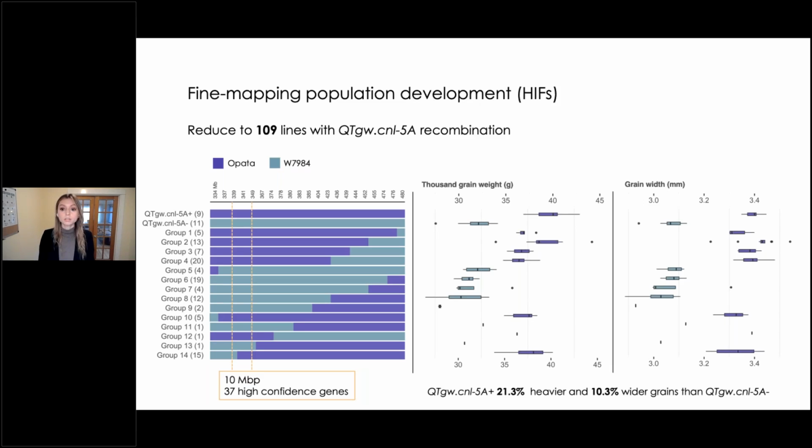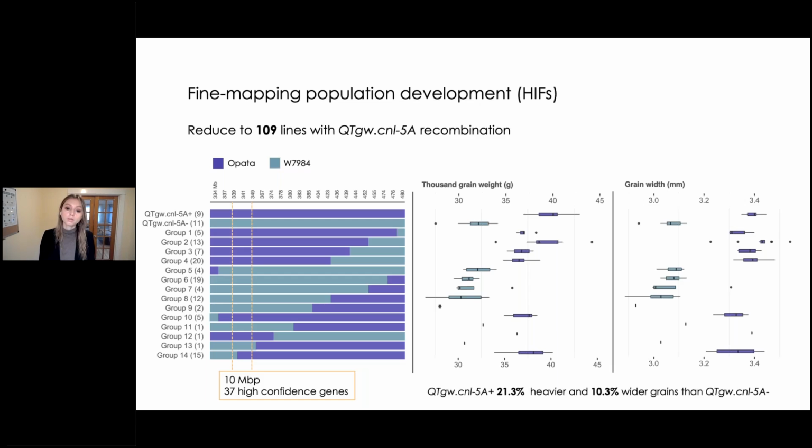And then we can look at the entire fine mapping population grouped by the different recombination intervals that we identified through our fine mapping process and start a process of elimination for associating the QTL region and the phenotypes we're observing. So essentially, we're looking for a pattern where the presence of the W7984 alleles, or the teal color, is associated with a lower trait value, and the OPATA purple higher trait alleles are associated with a higher trait value. And we also validated this process of elimination with t-tests and ended up narrowing our QTL region to just 10 megabase pairs. And this region flanked 37 high confidence genes based on the IWGSC annotated reference genome.